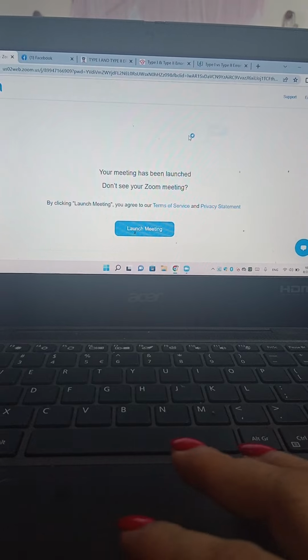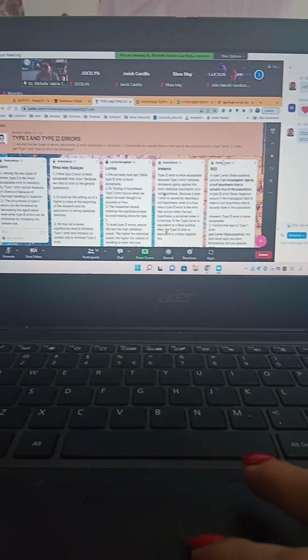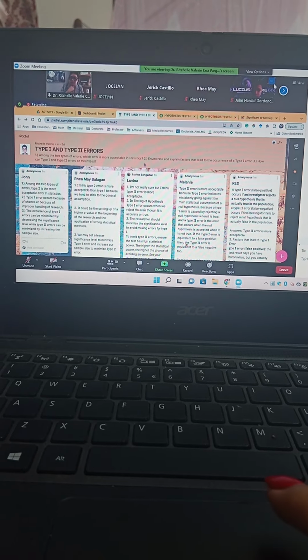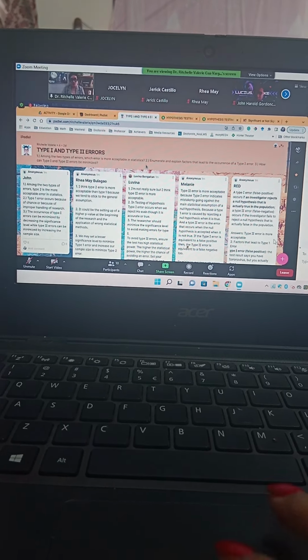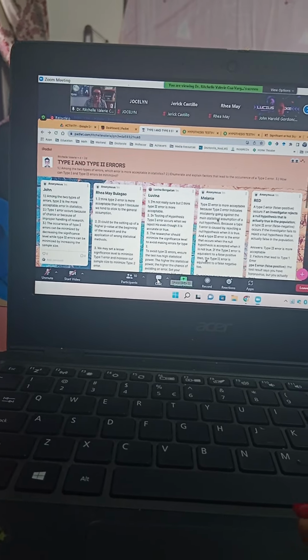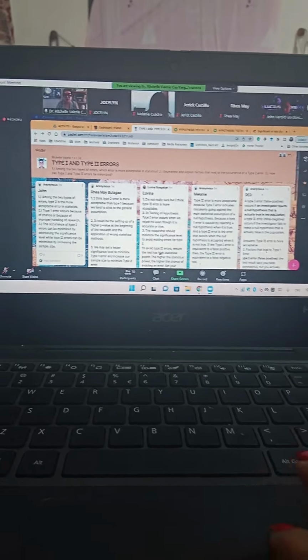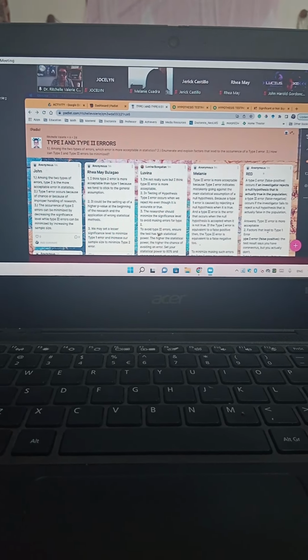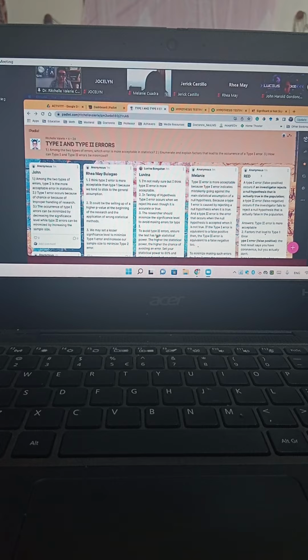results. Okay, so for number two, it says here enumerate and explain factors that lead to the occurrence of a type 1 error. Yesterday I think I mentioned this in the class that when there is garbage in, there is also garbage out, right? So in order for us to minimize the least possible errors, we have to make sure that the data that we collect are reliable data, so that the result will also be accurate.